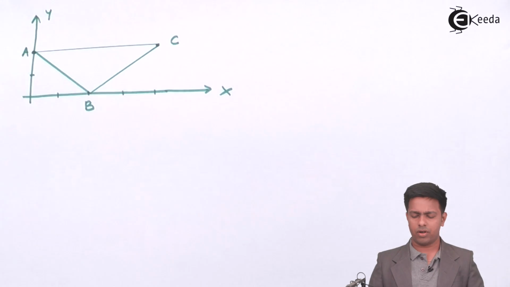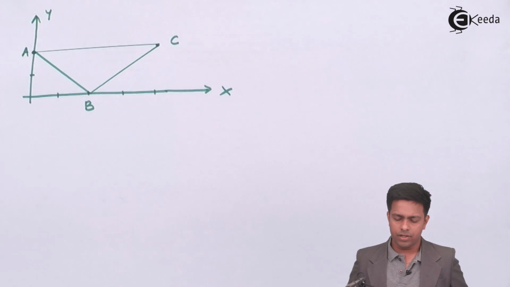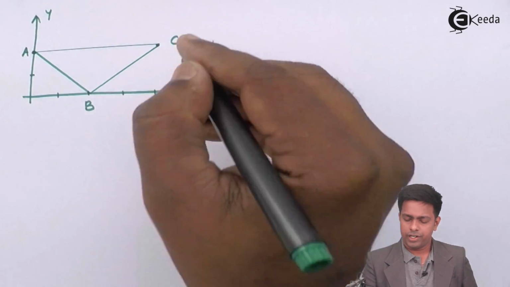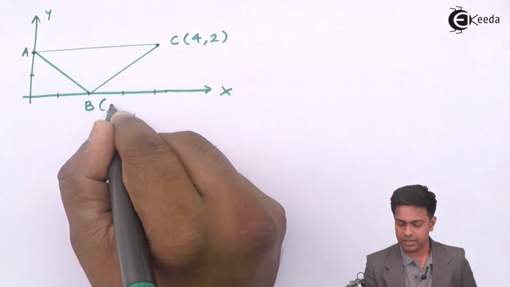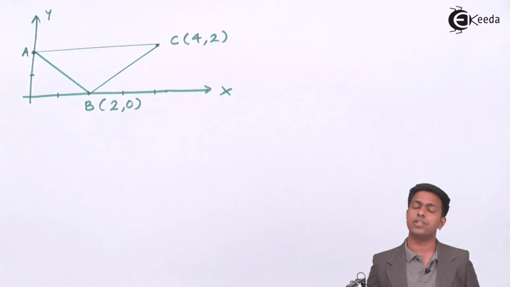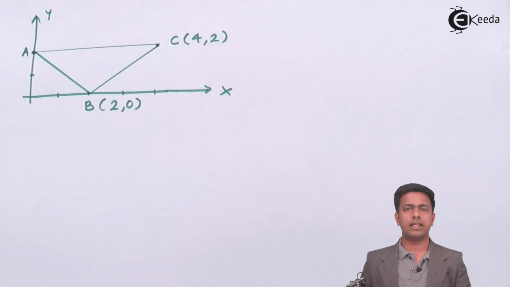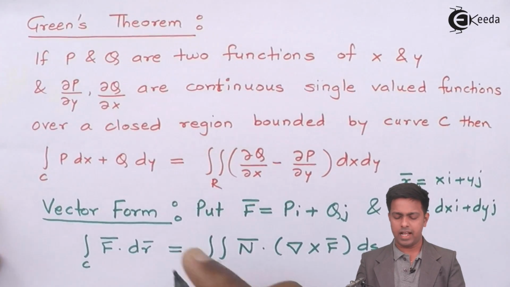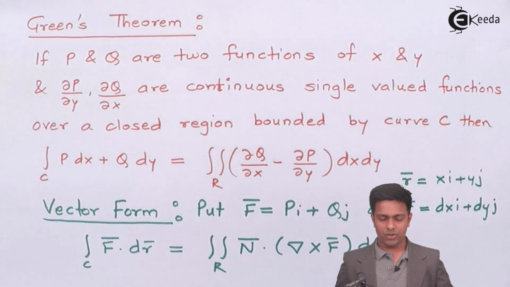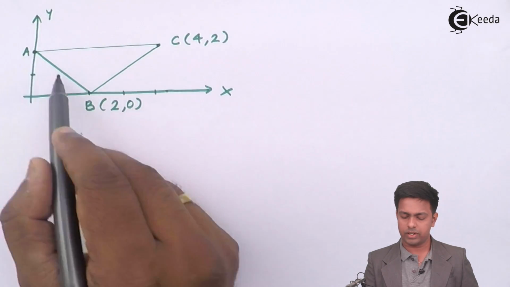Guys, what we are doing here is drawing the graph by taking manual readings. Now the coordinates of C we know are (4, 2), B is (2, 0), and A is (0, 2). Now here I have to find the LHS, which is nothing but the line integral. First of all I'll start with the first curve, that is AB.